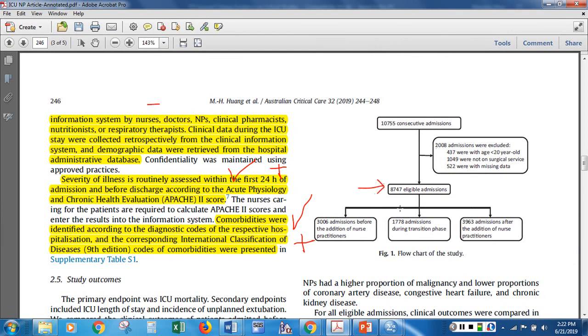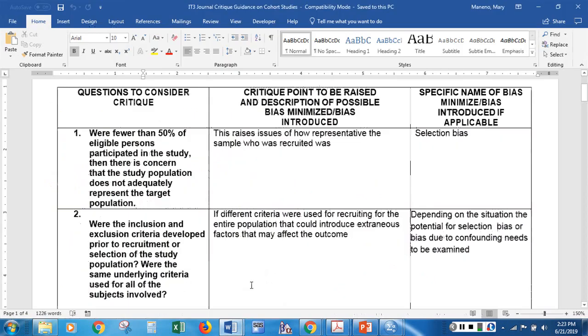And so how you identify whether 50% or more who are eligible did not participate in the study, you look at and make sure that these totals here add up to the 8747, and they do. So meaning of all eligible admissions that fitted the criteria, all of them were included, and therefore this is a positive thing. Okay. So going back to our document, we can say we answer this as yes, and therefore that reduces the potential for selection bias because all of those that were eligible were included. And so here we've identified one positive thing related to item 1.